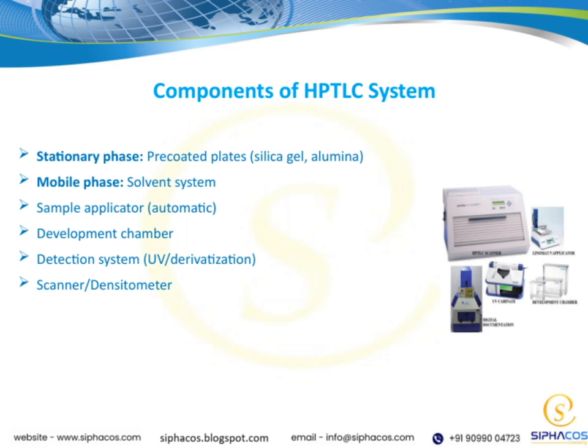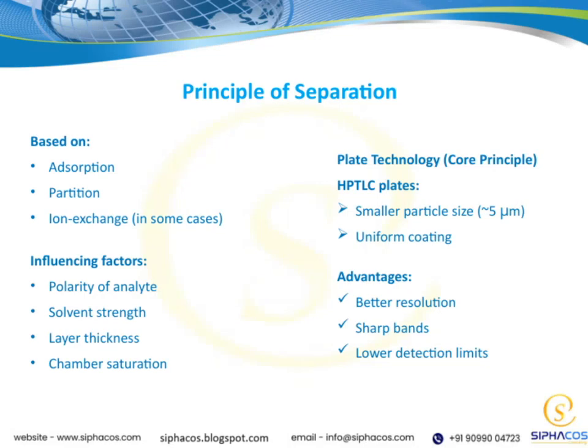Once the separation is complete, detection becomes crucial. The system uses a detection method such as UV light or derivatization to visualize the separated components. Following that, we have the scanner or densitometer, which measures the intensity of the signals and helps quantify the components. All these parts work together seamlessly, making HPTLC a powerful and efficient method for analyzing complex mixtures. This integrated setup highlights the precision and reliability of the system, which is essential for accurate analysis in our overall workflow.